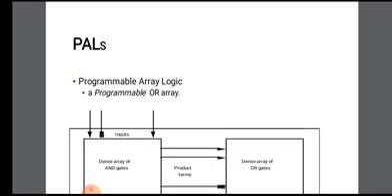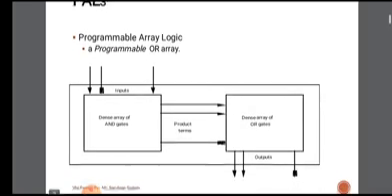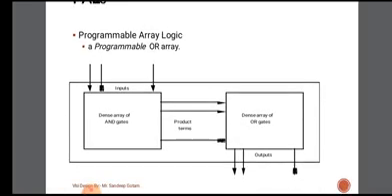So what exactly is PAL? PAL is basically a combination of AND gate and OR gate. We insert the inputs into the AND array and get the output in terms of the product, because the AND array gives you the dot product. The dot product is also known as the product term.